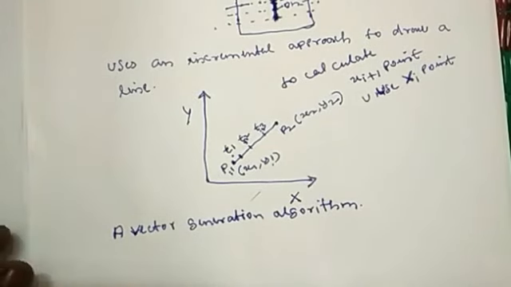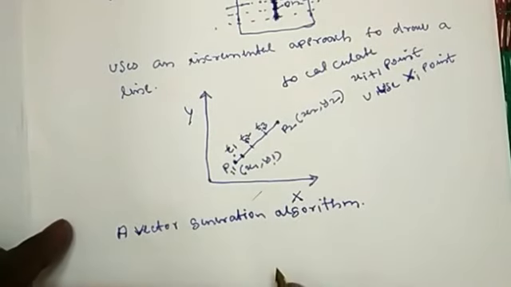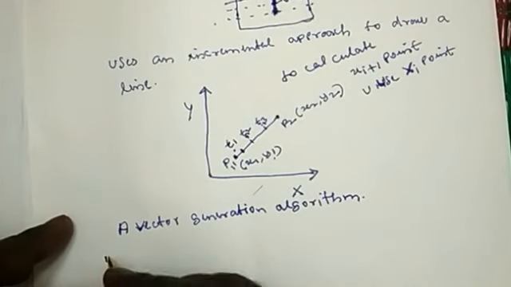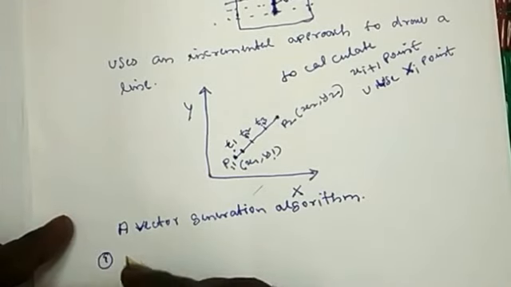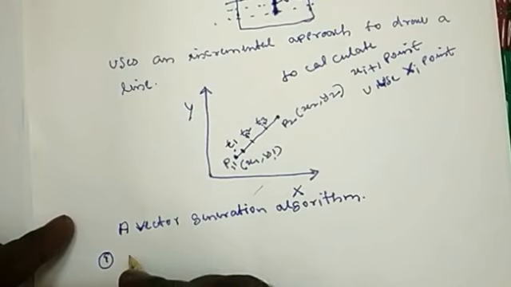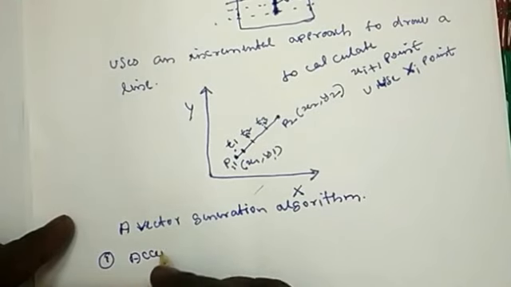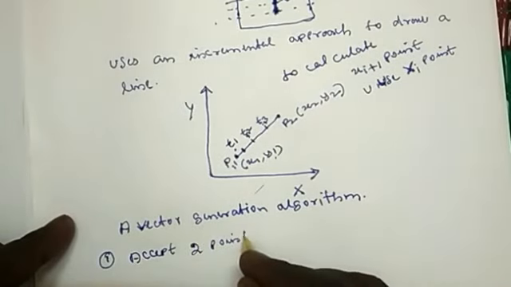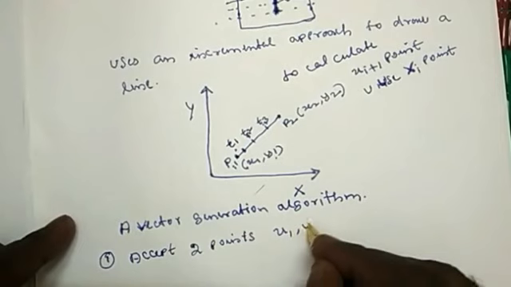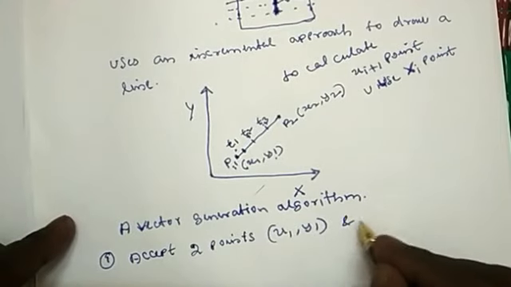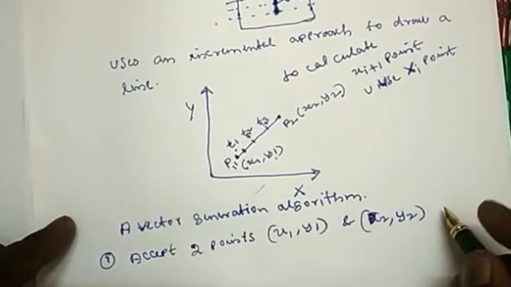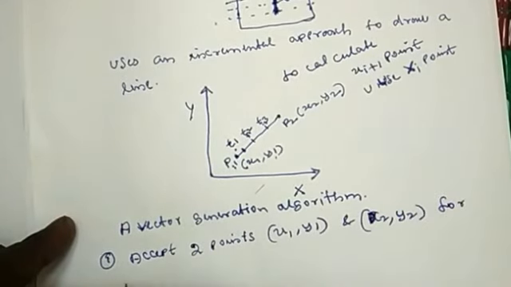Now, the basic drawing scenario is that you get 2 points. You should know how to make this algorithm work. You get 2 points. The first step is to accept 2 points, x1, y1 and x2, y2, for drawing a line.